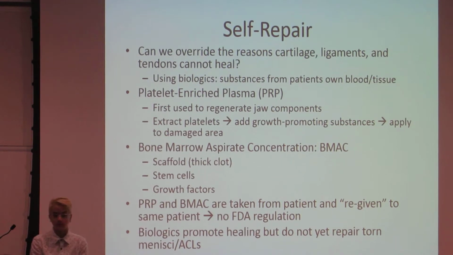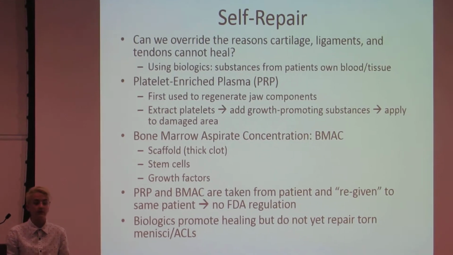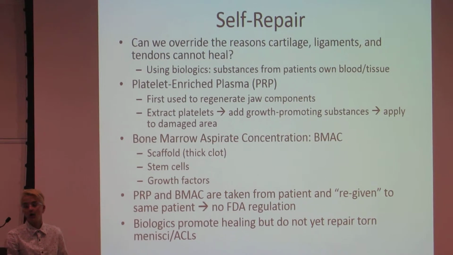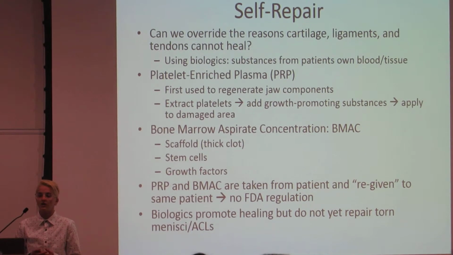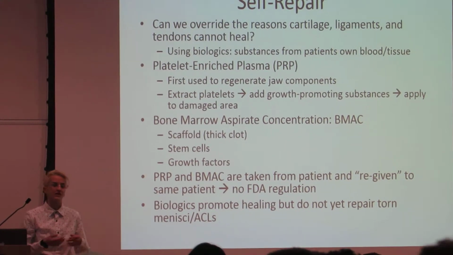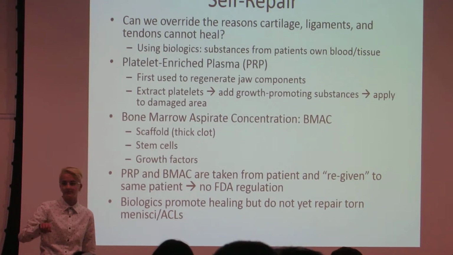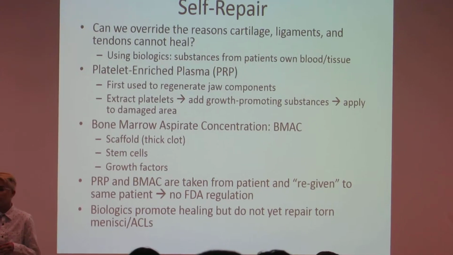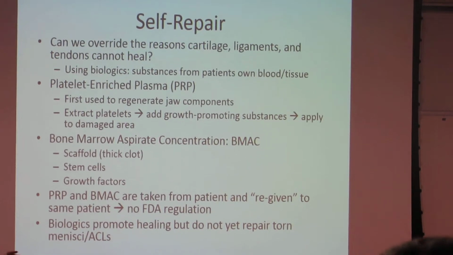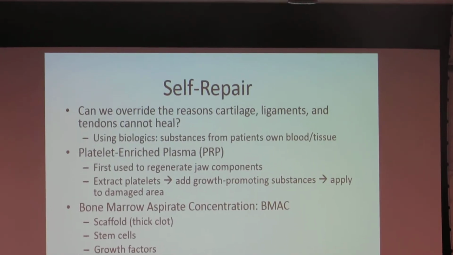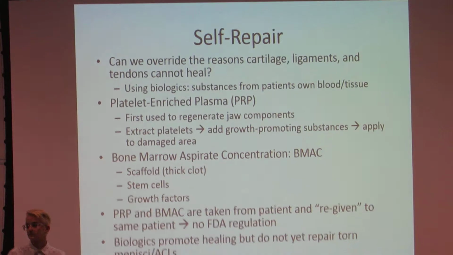And then there's a different version, bone marrow aspirate concentrate, the BMAC. If you draw it out from the bone marrow, it forms a thick clot. You add stem cells and growth factors, and it becomes like a paste, and you apply that to the damaged area. PRP and BMAC are taken from the patient and re-given to the same patient, so there's no FDA regulation. Biologics promote healing, but do not yet fully repair torn menisci or ACLs.